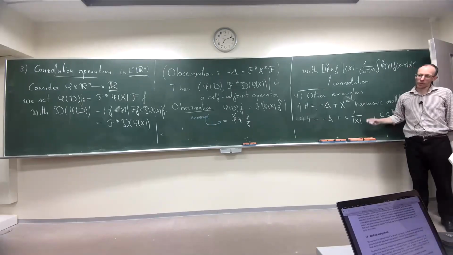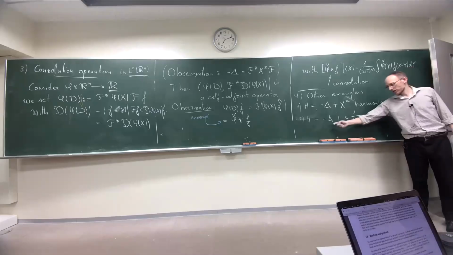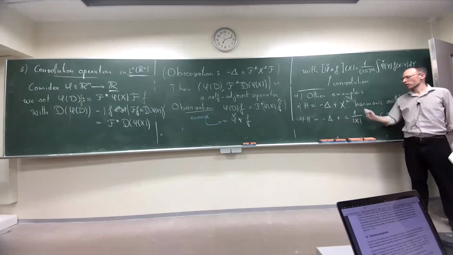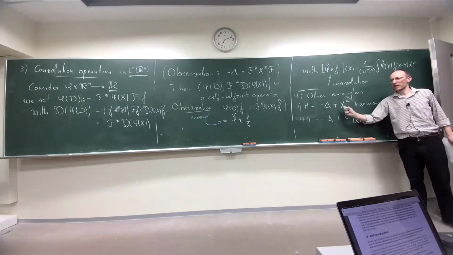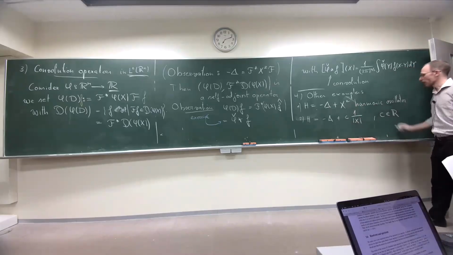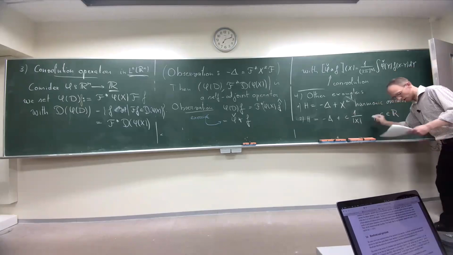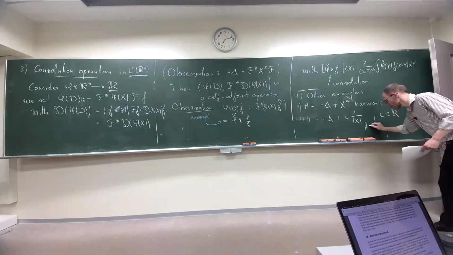This is not bounded. This is not bounded. So you have a sum of two unbounded operators. By the way, it is the same here. This is an unbounded one. This is an unbounded one. So what you have to be careful on, this is called the Coulomb or hydrogen atom.